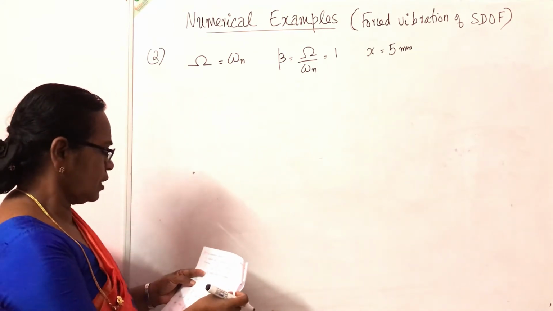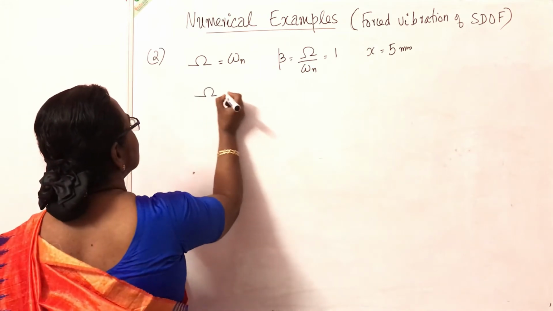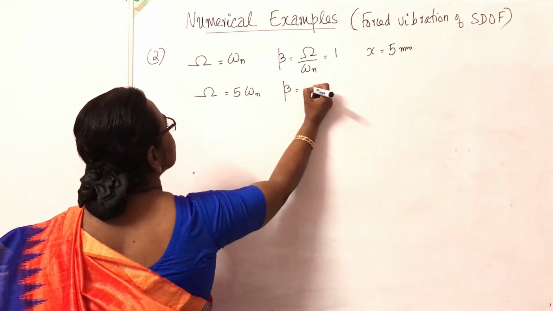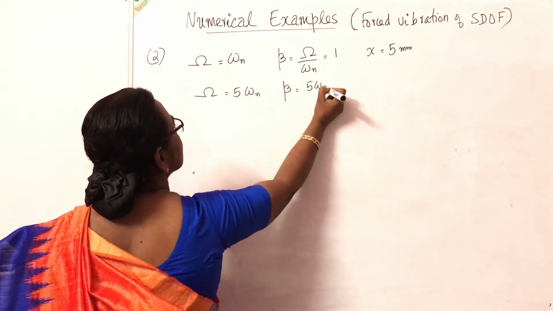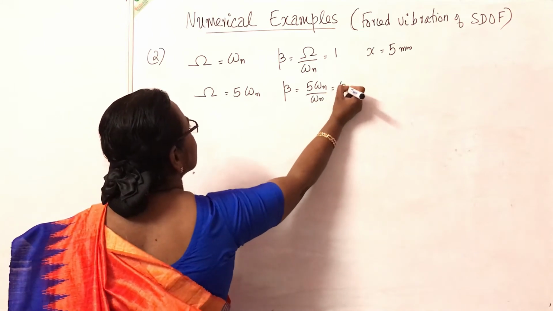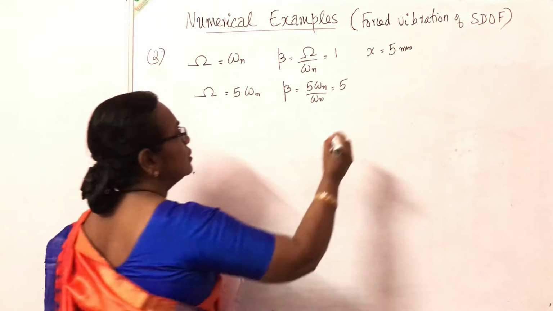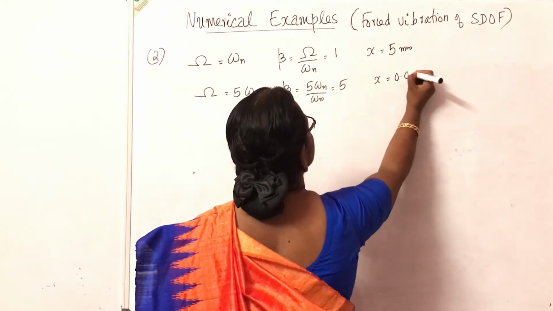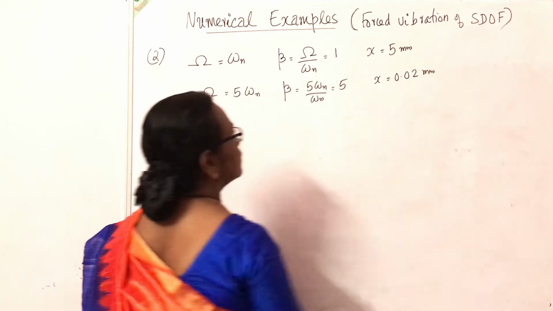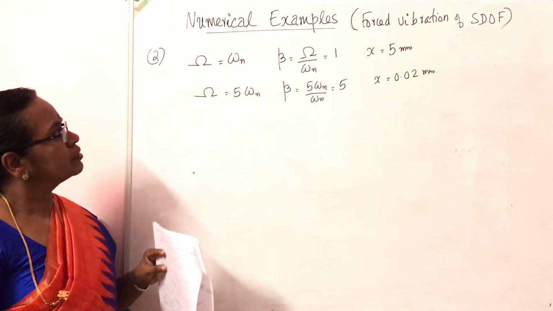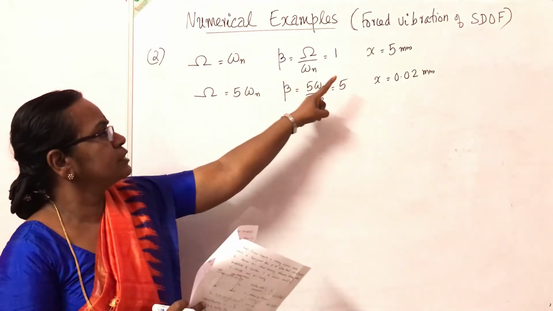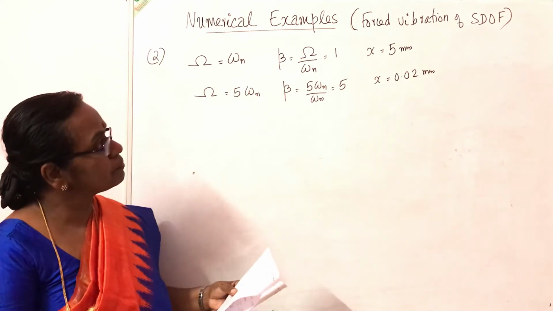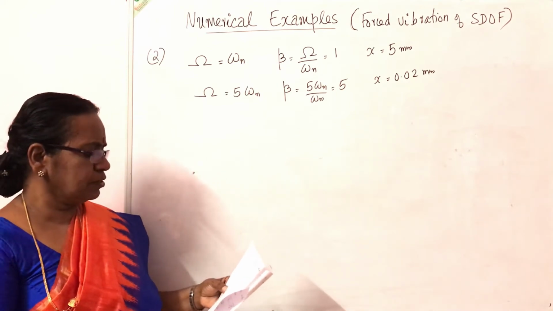Okay. Second case is Ω equal to 5 ωn. So what is beta? Beta is equal to 5 ωn by ωn, which is 5. The frequency ratio is 5, and the value of the amplitude is 0.02 millimeter. These are the two values given in the question. Corresponding to frequency ratio equal to 1, the displacement is 5, and corresponding to frequency ratio equal to 5, the displacement is 0.02 millimeter. We are asked to find the damping ratio of the system.